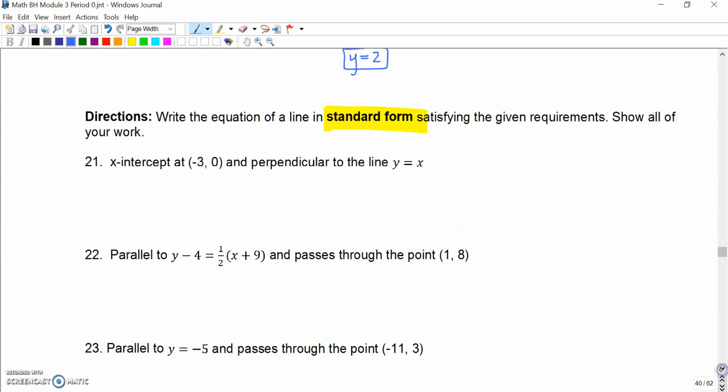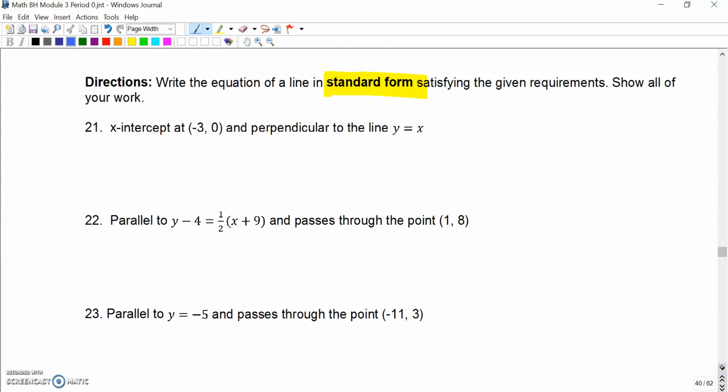The last part of this, we're going to kind of repeat the same things, but this time we're going to write them in standard form. So when we're done with our slope-intercept, then we will move x and y to the same side, the constant to the other side, and clear out any fractions. We'll also make sure that the coefficient of x is positive.